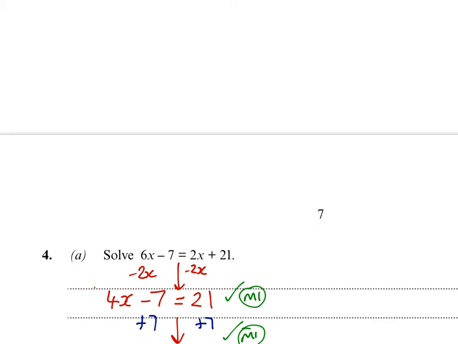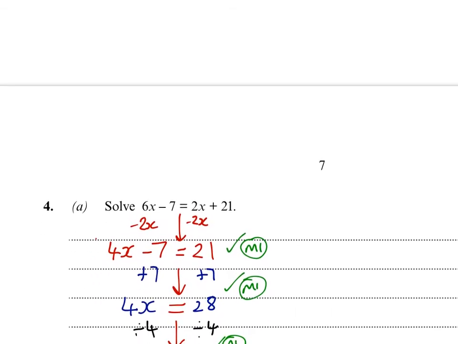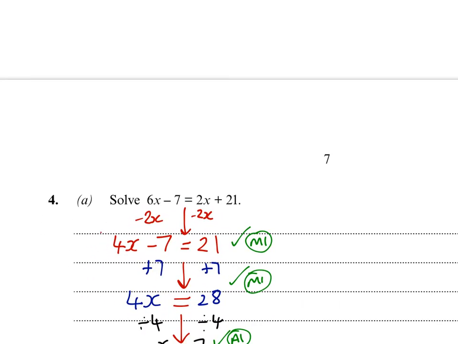The next thing I did, I thought, right, I want to get rid of this minus 7 because it's not physically attached to the x. That 4 is, so I'm going to leave that 4 there for the time being. So to get rid of minus 7, I'm going to add 7 to both sides, which I did. And I got another method mark. I got 4x is equal to 28.